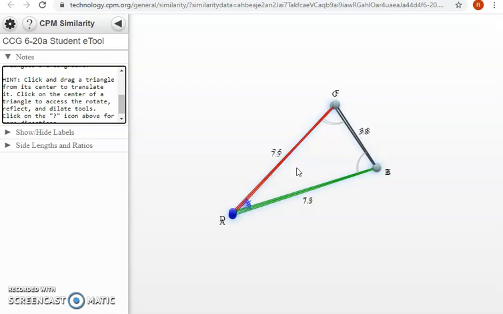Anybody who didn't get the triangles to match up? Anybody have any questions? So this is called superimposing. This is what Euclid called it. And so because the triangles are superimposed, all the measurements match up, the triangles are considered to be congruent.